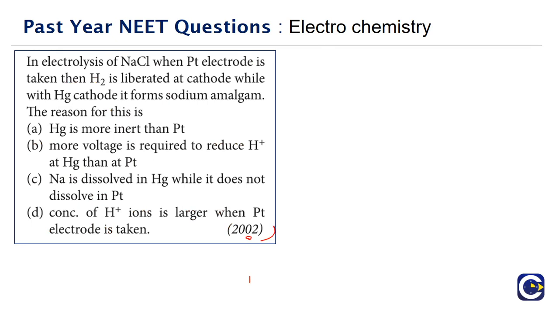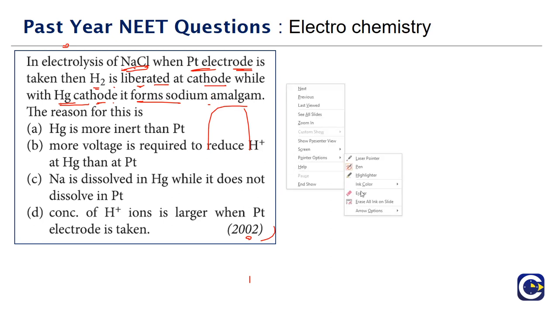Next we'll go to a theoretical question. In the electrolysis of NaCl, when platinum electrode is taken, H2 is liberated at the cathode, while with mercury cathode, see, if you take the platinum cathode, the hydrogen gas is liberated. If you take the mercury cathode, it forms sodium amalgam. So if you take a mercury cathode, what is it forming? It is forming sodium amalgam. So we need to find what is the reason for this.